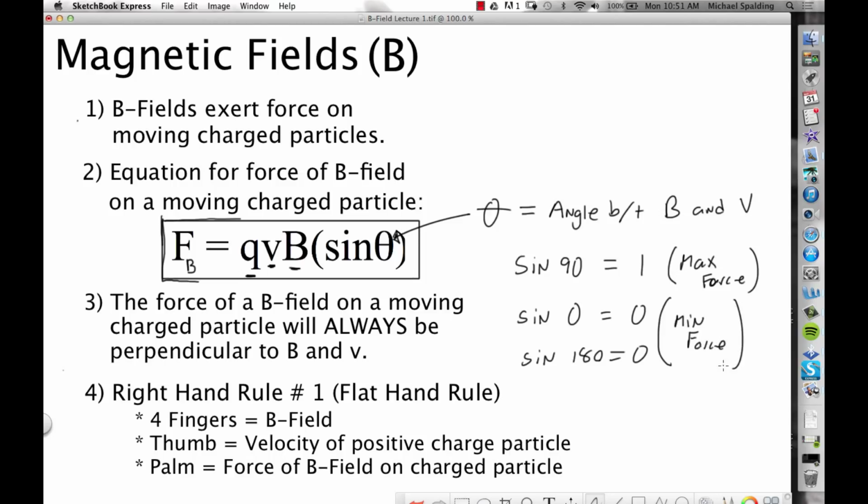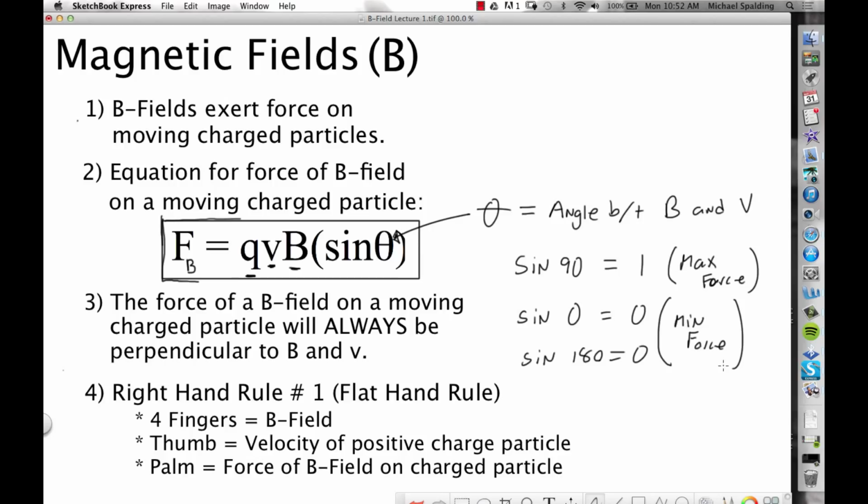Okay? So sine of 0 would be like this. Magnetic field is traveling towards the back wall. The charged particle is traveling towards the back wall. If they're both traveling in the exact same direction, what's the angle between the magnetic field and the charged particle's motion? 0. In this situation, can the magnetic field exert a force on the moving charged particle? Nope, because the angle between them is 0. Does that make sense?